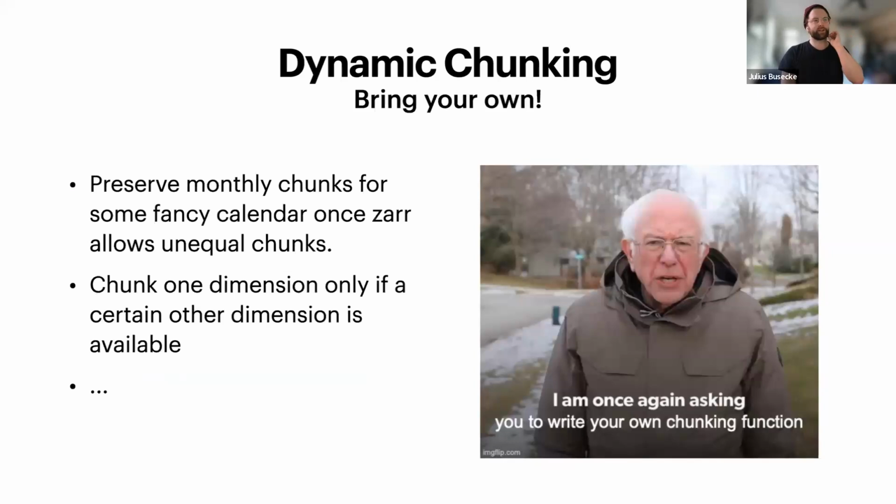Either way, I think this pluggable infrastructure enables people to come up with all kinds of different chunking schemes. You could imagine, and one of the things that might be interesting for people is, preserving months once Zarr supports uneven chunking in fancy calendars, or some custom logic for your dataset where, based on the existence of one dimension, you want to chunk another, or whatever. You can contribute whatever you want there. And I think that's actually a pretty nice outcome.